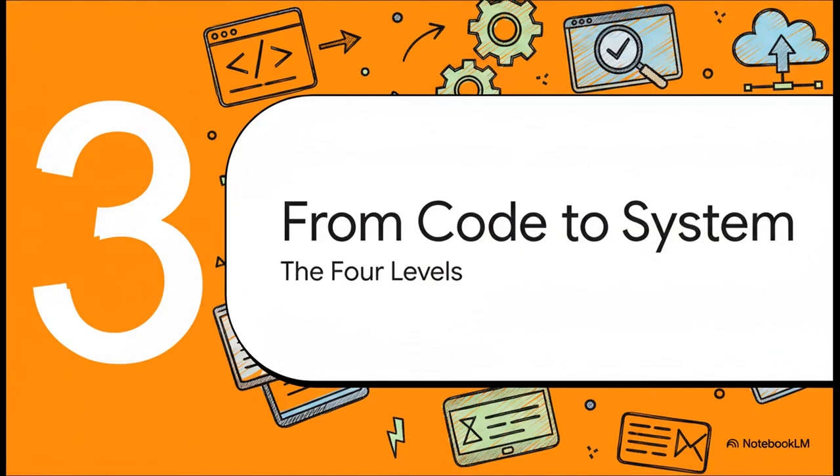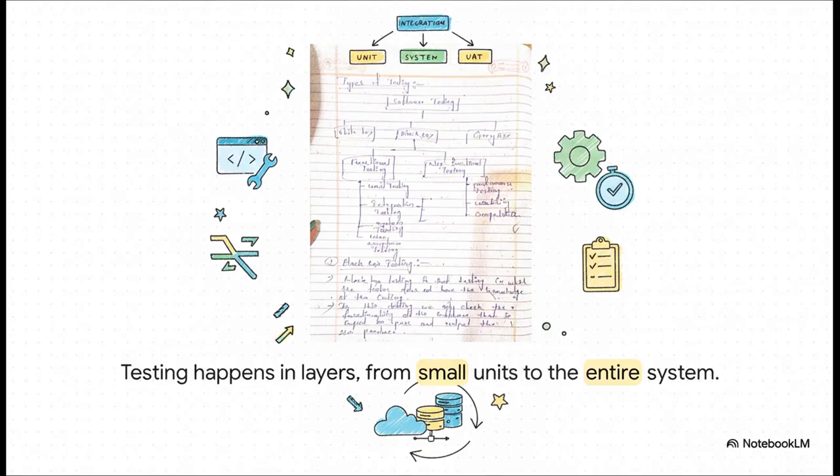Okay, but here's the thing. Testing isn't just one single action. It's not like you just test the software and you're done. No, it's a process that happens in layers, building on itself. You start with the absolute smallest piece and you work your way all the way up to the entire system. And these black and white box philosophies, they aren't just applied randomly. They fit into this really structured, layered process. We're talking four main levels here: unit, integration, system, and finally, user acceptance testing.